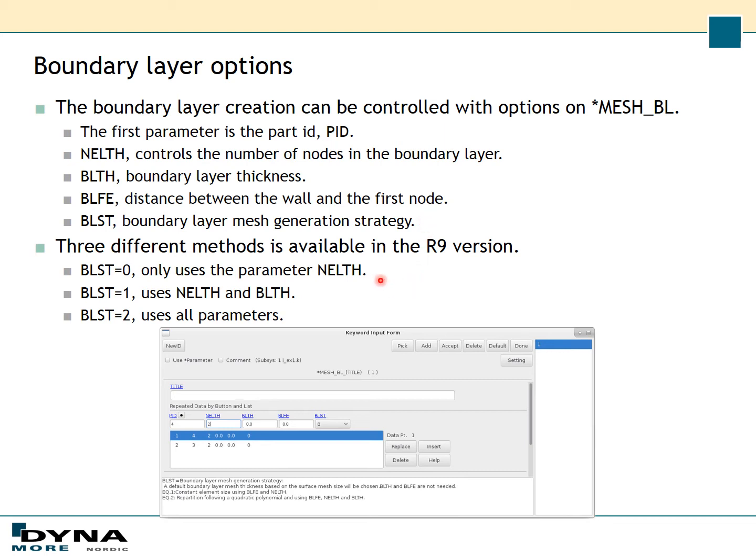And in R9 you have 3 different methods: the default method, 0, that only uses the parameter NELF, option number 1 which uses NELF and the parameter BLTH, and option 2 that uses all parameters.